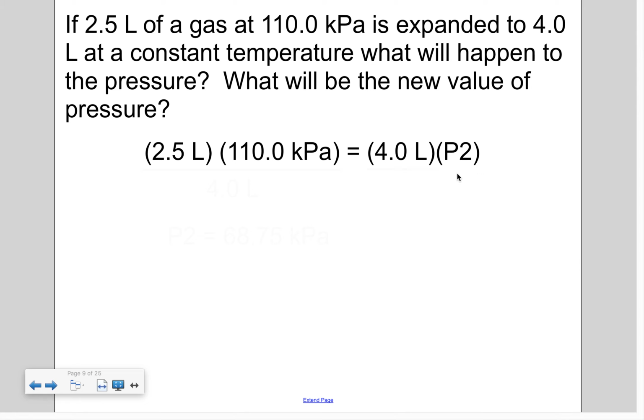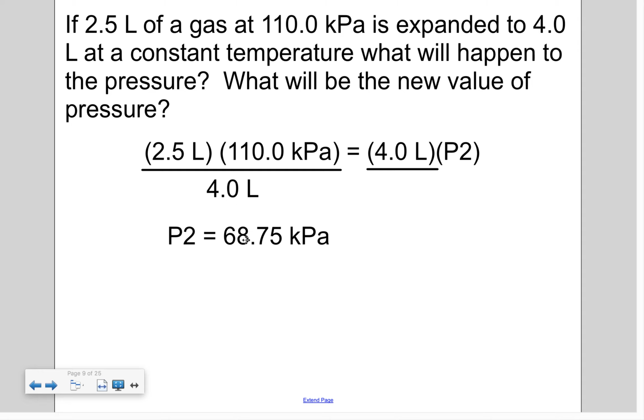So you can kind of see this is going to be very simple multiplication. So to solve for P2, you'd multiply these two together and then divide by 4, right? So you're going to divide by 4 here and here. So 2.5 times 110 divided by 4 gives you a pressure of 68.75 kilopascals.